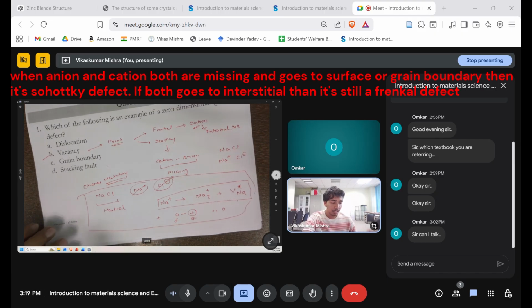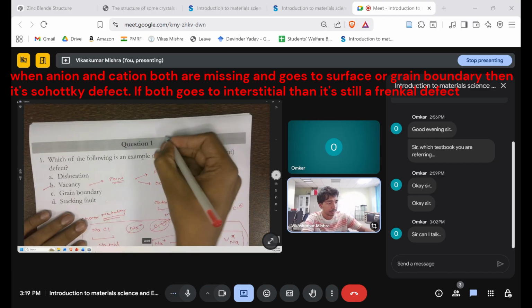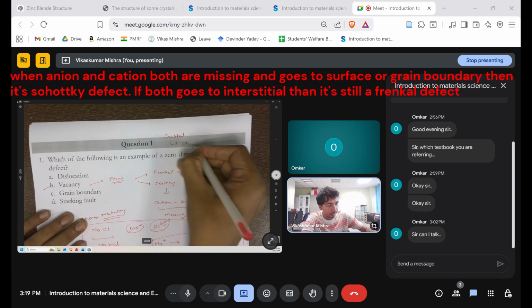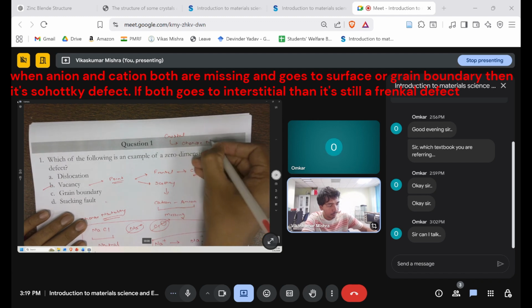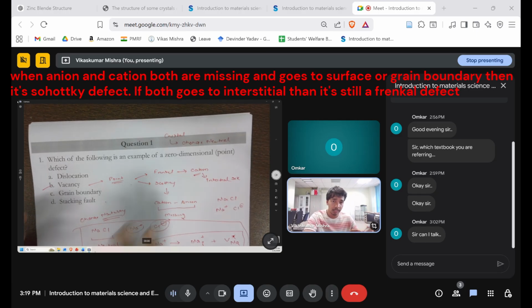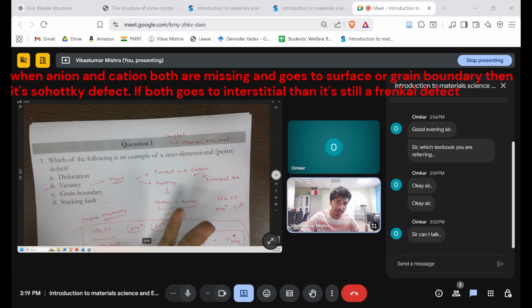No matter what defect we create, we always make sure that our system, our crystal, should remain charge neutral. It never happens that I create some defect and due to it I create additional charge on the system. So my system will always be charge neutral.